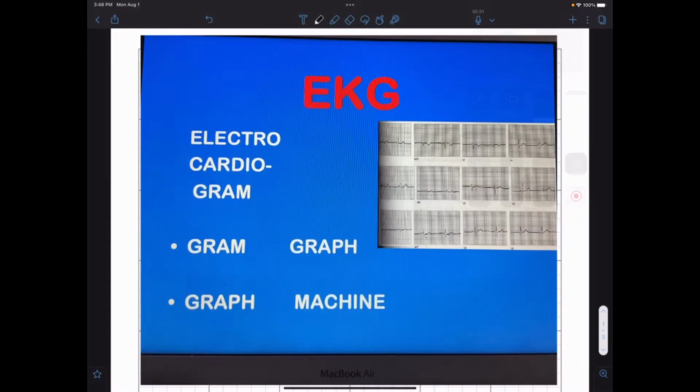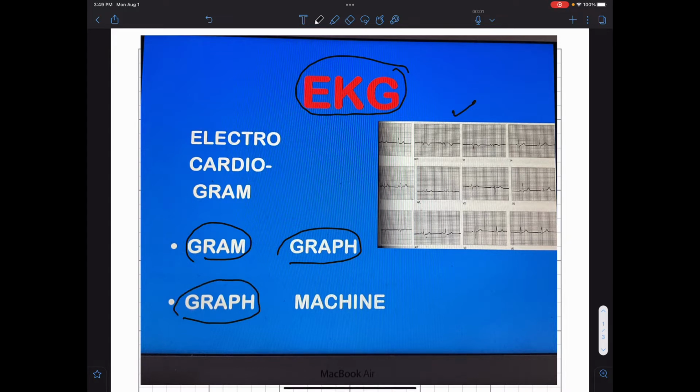Hello friends, today we'll be discussing electrocardiogram. Electrocardiogram is the graphical representation of the electrical activity of the heart. Electrocardiogram means it's a graph, whereas if we say electrocardiograph, that means it's a machine. So electrocardiogram is a graph and electrocardiograph is the name of the machine which records ECG.